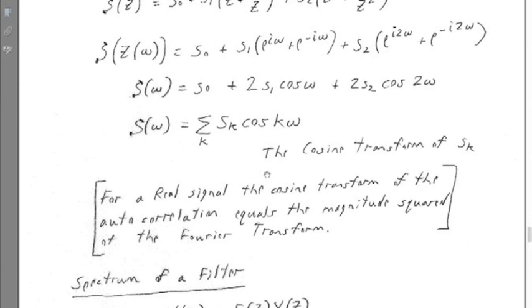So, for a real signal, the cosine transform of the autocorrelation equals the magnitude squared of the Fourier transform. And what this essentially means is that you can get to the same result, the spectrum, in either of two ways. You can Fourier transform your data and take its magnitude squared, and you get a spectrum that way. Or you can autocorrelate your signal, and then if you just take its cosine transform, you have the same spectrum, mathematically the same.